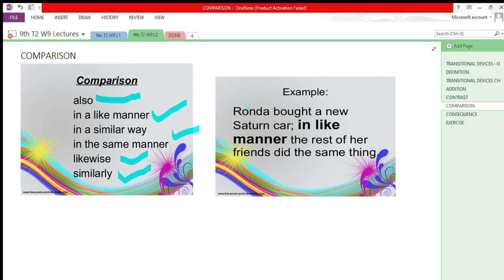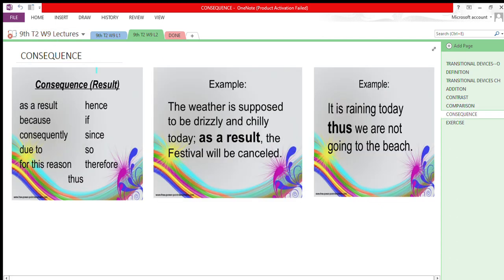Now, if you look at this example, Rhonda bought a new Saturn car. In like manner, the rest of her friends did the same thing. In like manner, the way she did, rest of all, they did the same thing. You have to put the ribbons in this place. Similarly, you have to put the glitters. Now see, you are showing comparison. So these are the words or phrases that you can use in your writing while making comparison. Now, consequence, it refers to result.